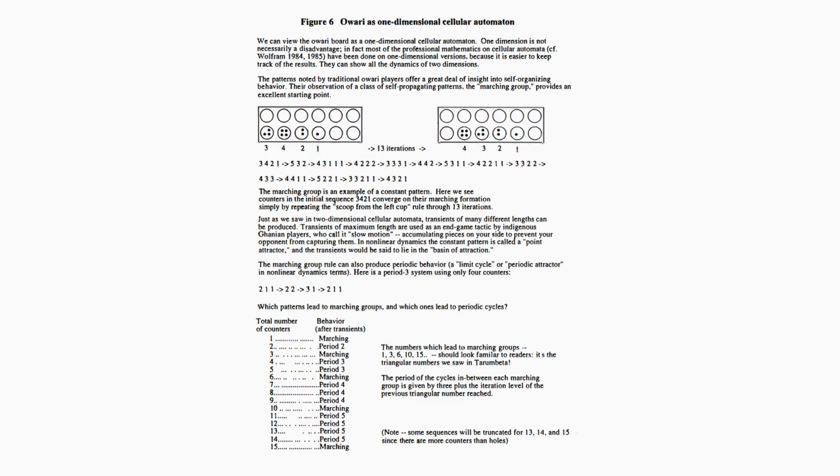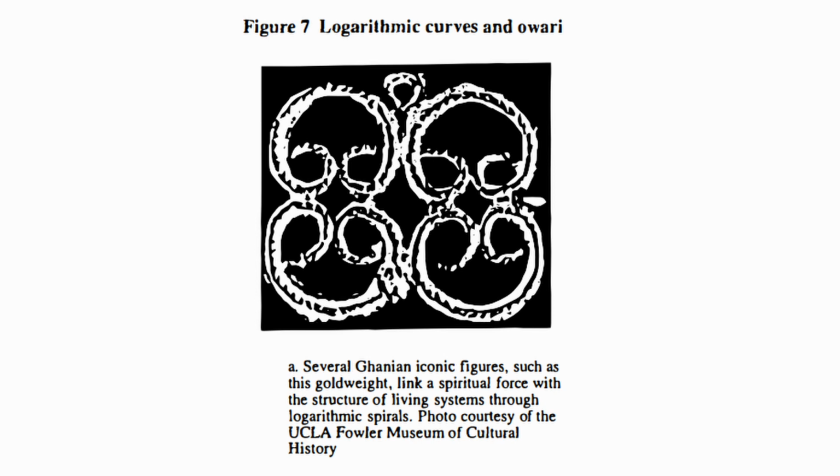Figure 6 shows how the Awari marching group system can be used as a one-dimensional cellular automaton to demonstrate many of the dynamic phenomena produced on 2-dimensional systems. The Akan and other Ghanaian societies had a remarkable pre-colonial use of logarithmic spirals in iconic representations for self-organizing systems. Figure 7a. The Ghanaian spirals and the 4-armed computer graphic in Figure 5b are quite distant in terms of the machine technologies that produce them.